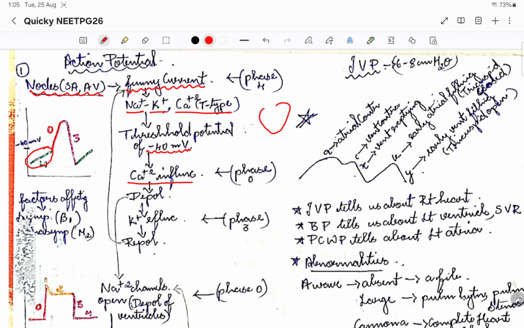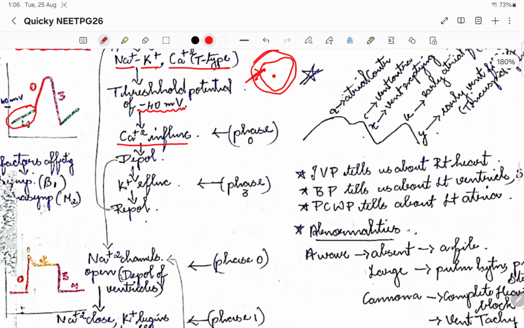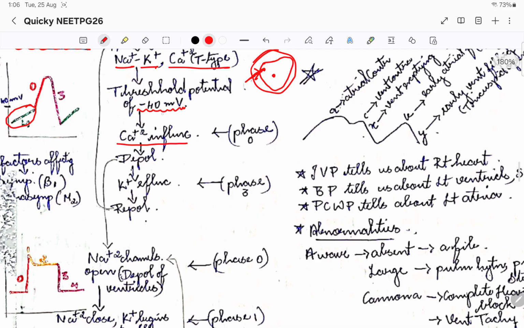Suppose this is the heart, remember, there is the SA node and the AV node. This is where this action potential is happening. The rest of the heart, the ventricular action potential, I'll tell you later. Please bear with me with respect to the atrioventricular node and SA node. Now the calcium influx is happening after minus 40 millivolts is reached.